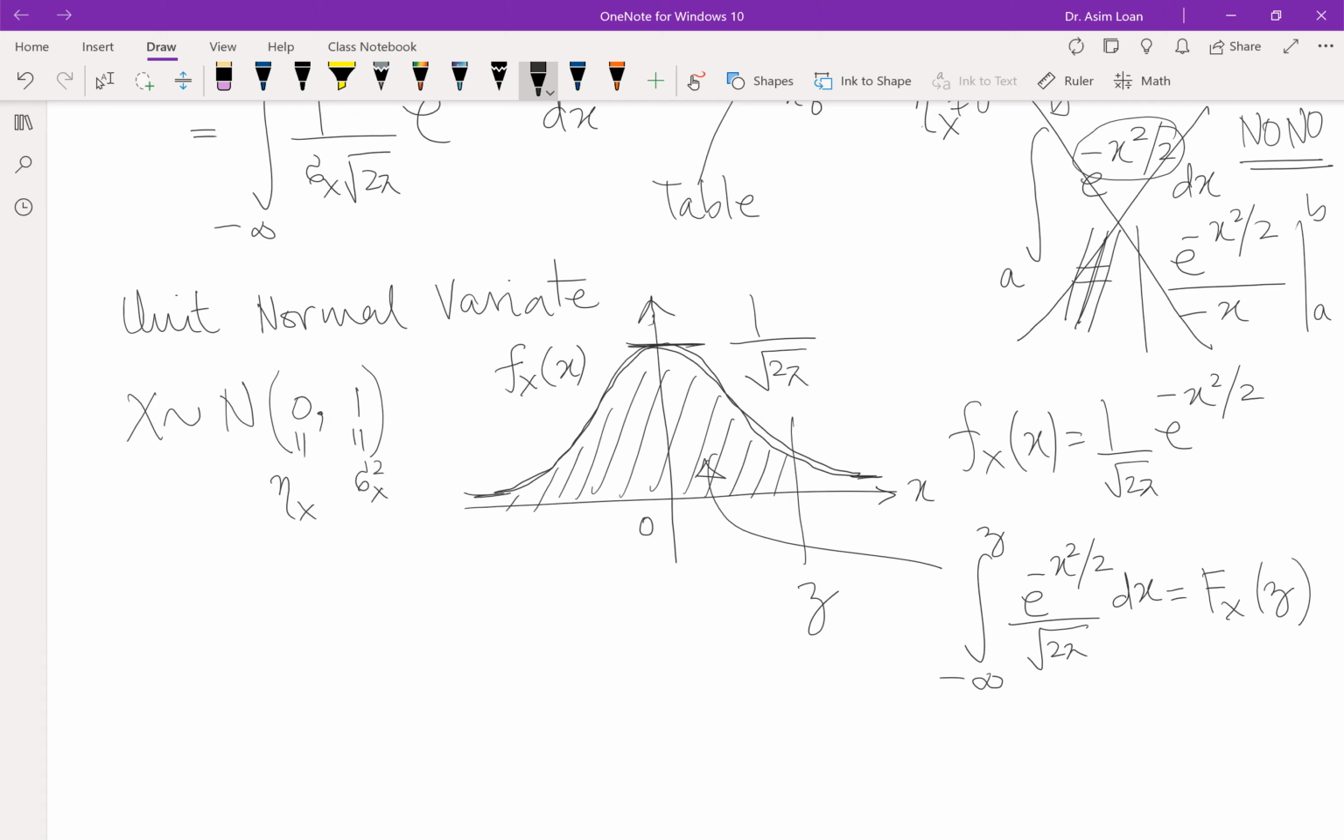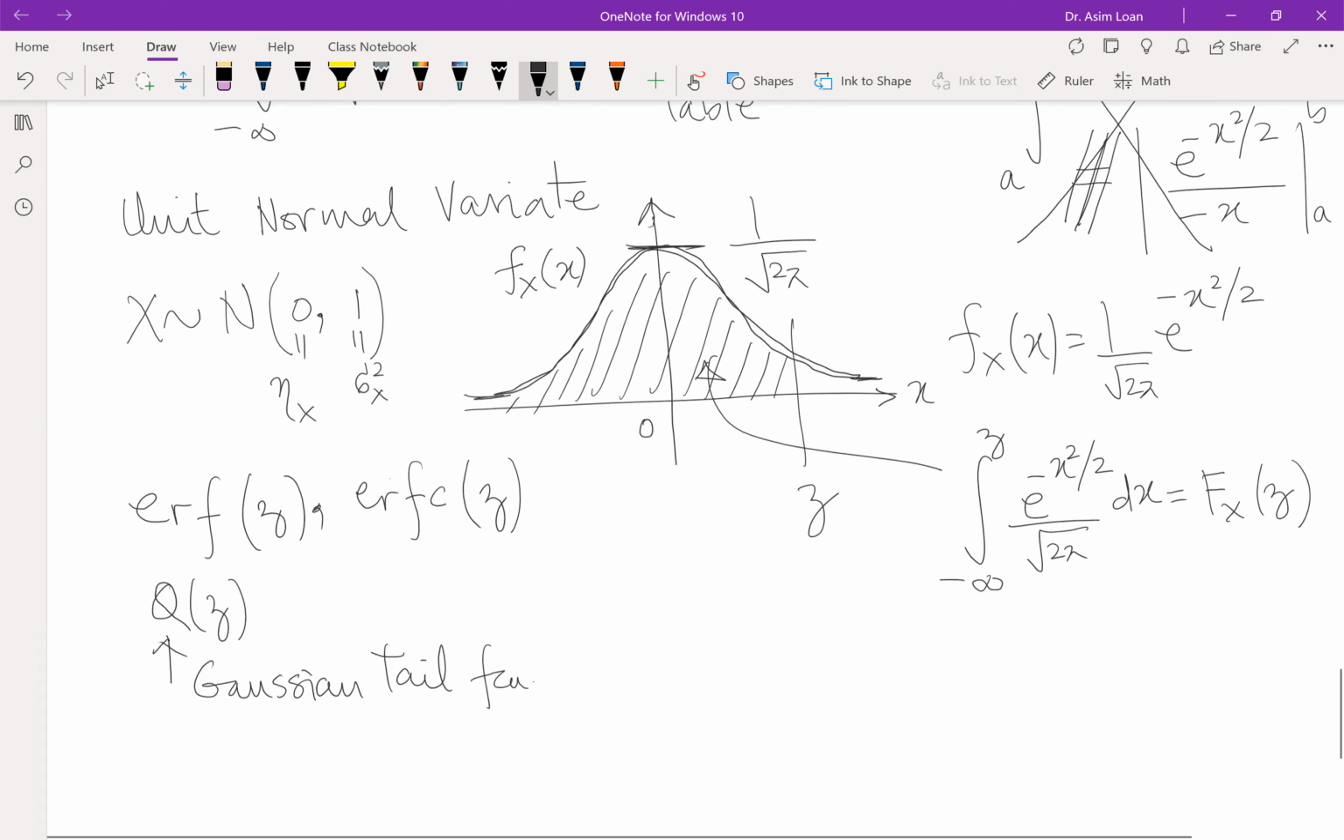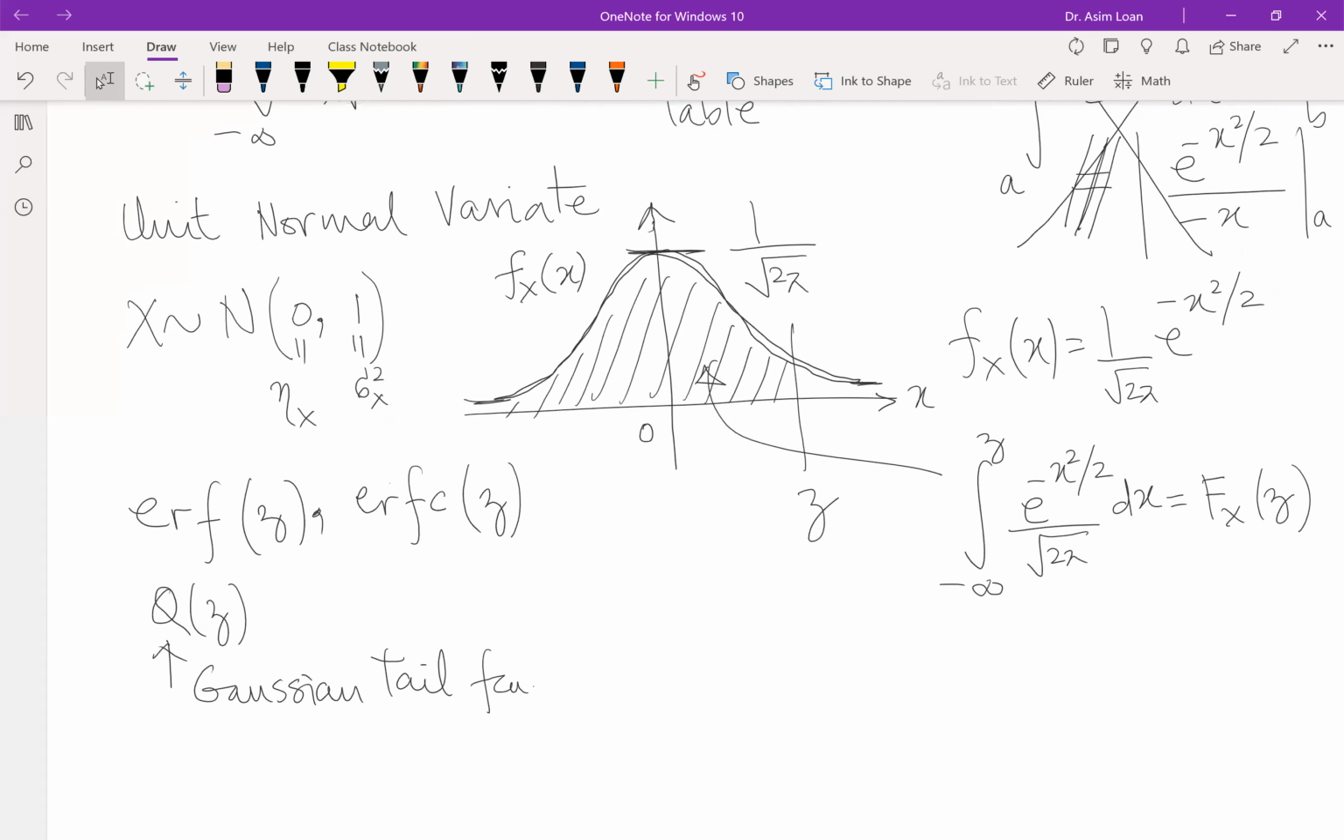But then there are other functions, among them the ERF function, or the ERF complement function. Yes, you look up in your Excel or your MATLAB, and there is ERF. Maybe I write ERF of z. So ERF of z or ERF complement of z, or there is something also known as Q of z. This is the Gaussian tail function. If you have taken a course on communication in your undergraduate, then you would have seen it.